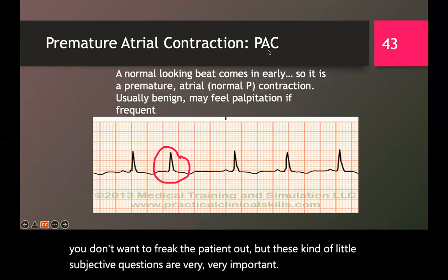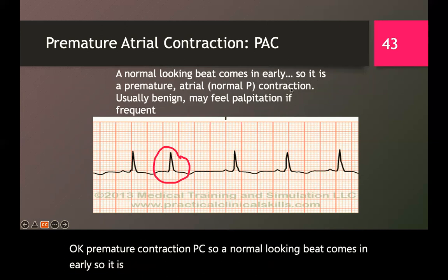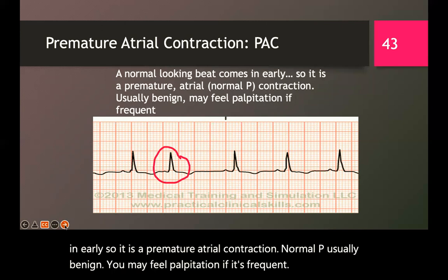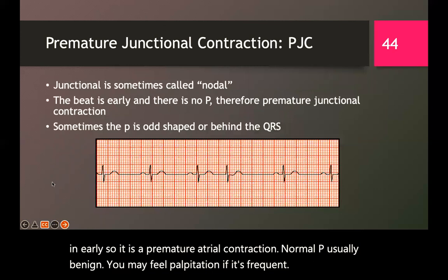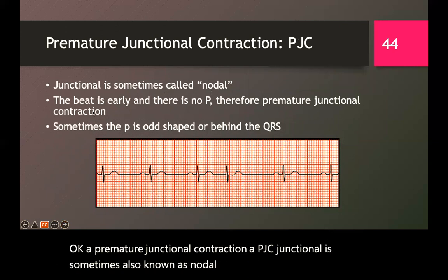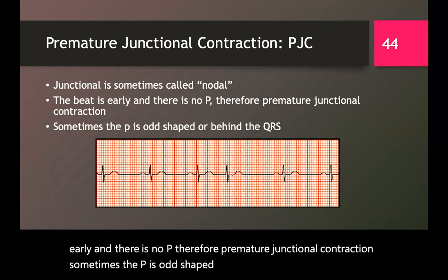Okay, premature atrial contraction, PAC. So a normal looking beat comes in early. So it is a premature atrial contraction, normal P. Usually benign, you may feel palpitations if it's frequent. Okay, a premature junctional contraction, a PJC. Junctional is sometimes also known as nodal. Just keep that in mind. The beat is early and there is no P, therefore premature junctional contraction. Sometimes the P is odd-shaped or behind the QRS.